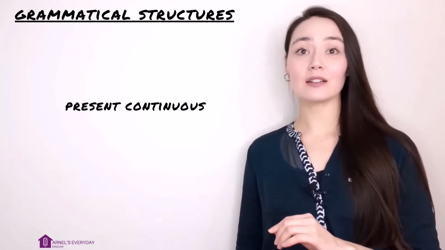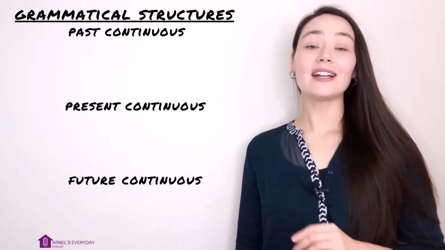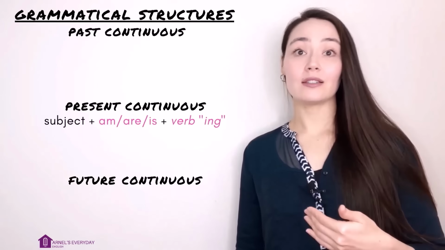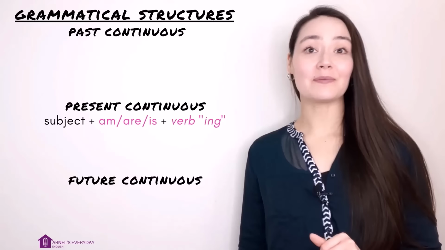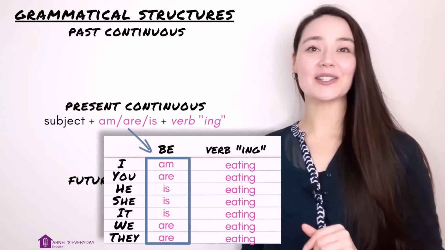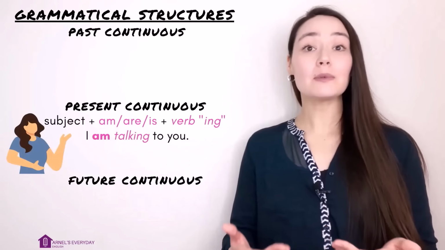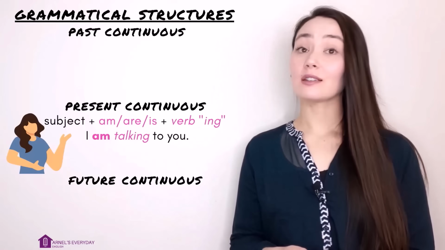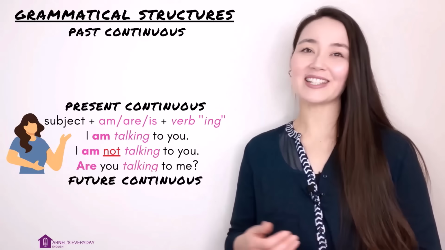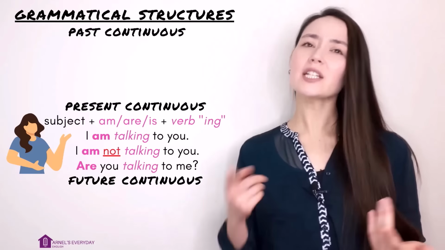Present continuous, past continuous, future continuous. Present continuous. Subject, am, are, is, plus verb, ing. Remember to choose am, are, is depending on your subject. Example, I am talking to you. Negative, I am not talking to you. Question, are you talking to me? Or am I talking to you?